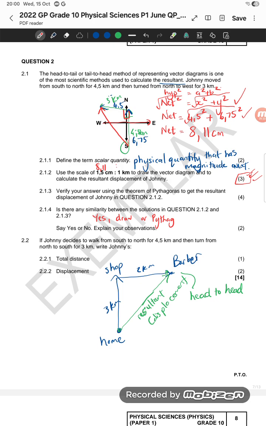So I've got 8.11, and I want to turn that back into kilometers. I don't think they find it necessary. I think centimeters is fine, but he didn't actually go 8.11 centimeters. So I'd like to tell you how far Johnny really went. And so with the 1.5, I'm going to divide 8.11 by 1.5 and see where it gets me.